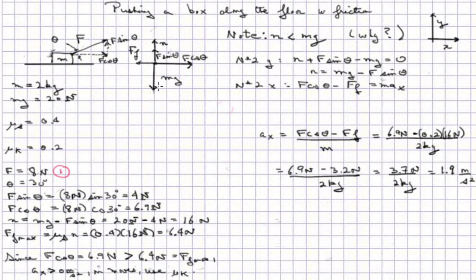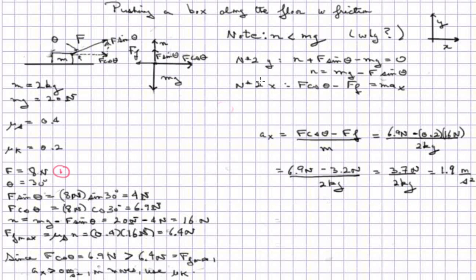You have a downward mg balanced by an upward F sine theta and n. And then you have F cosine theta, which is the x component of the applied force. And impeding that is a frictional force pointing off to the left. And so from this picture, you can immediately see that the normal force is now less than mg. In the previous case, when we were pushing down, angling the force downward, n was bigger than mg. You can see it from the picture.